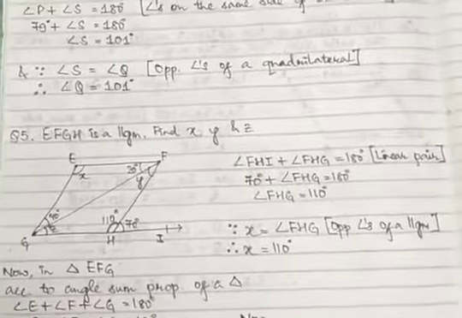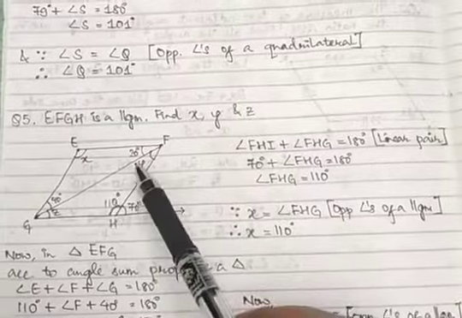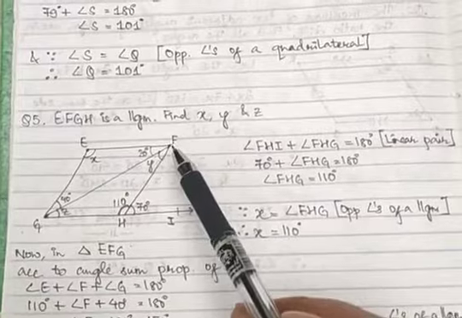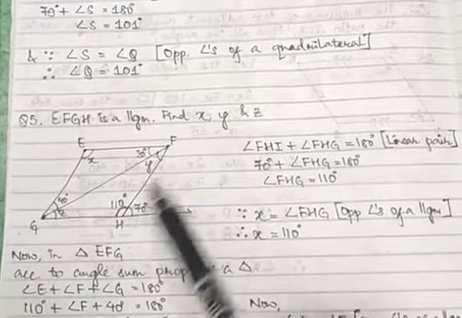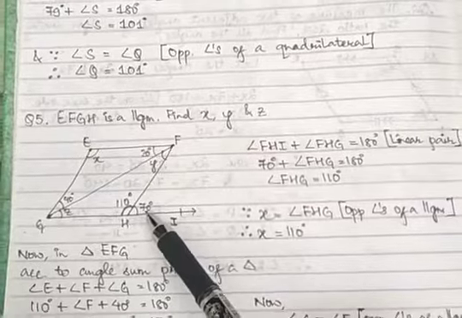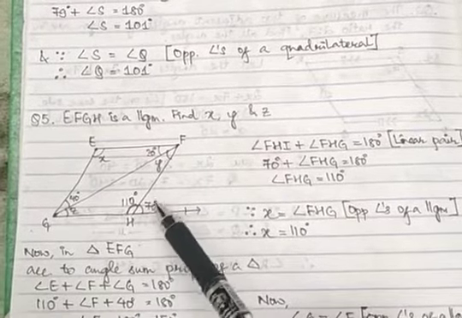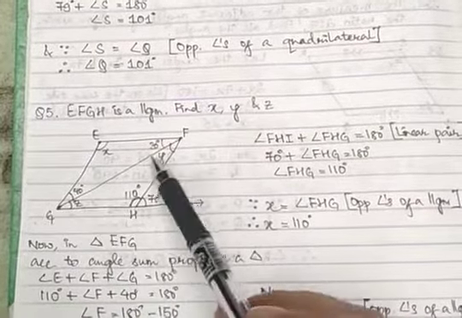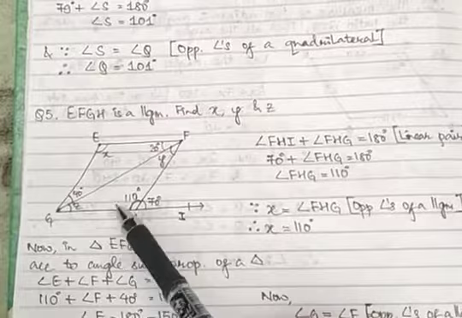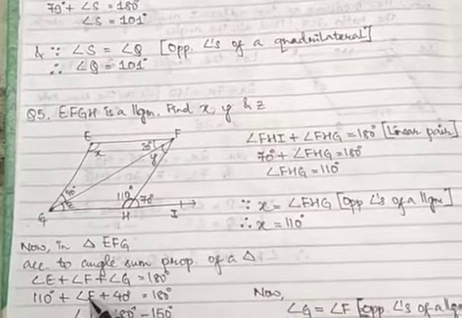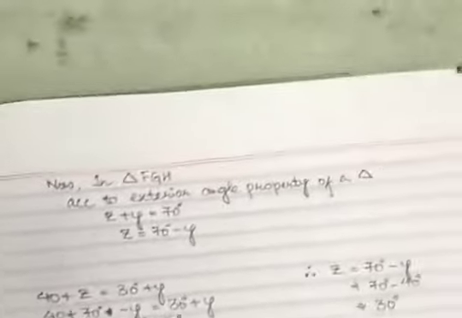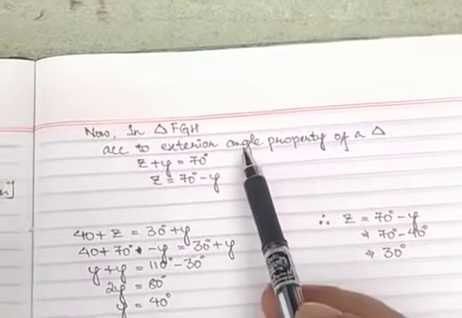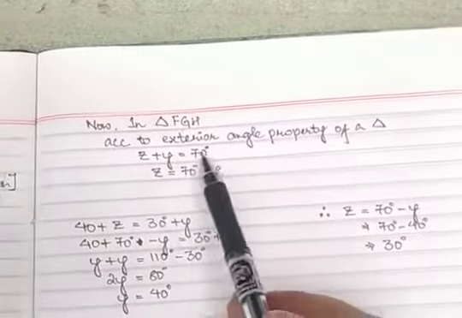But what I see here is, I have a relation between Z and Y. Now what is the relation? Can you figure it out? If you take FGH as a triangle, we have an exterior angle of a triangle. Exterior angle of a triangle is equal to the sum of its interior opposite angles. That is where we got the relation between Z and Y, isn't it? That means if you add Z and Y, you will get 70 degrees. So that is what I have written here: in triangle FGH, according to the exterior angle property of a triangle, Z plus Y equals 70.